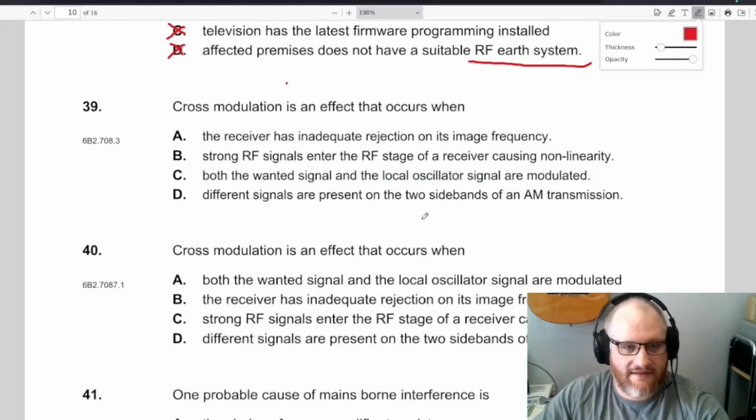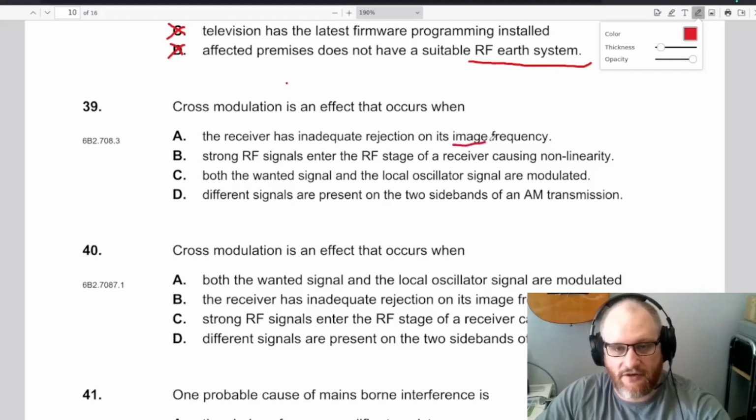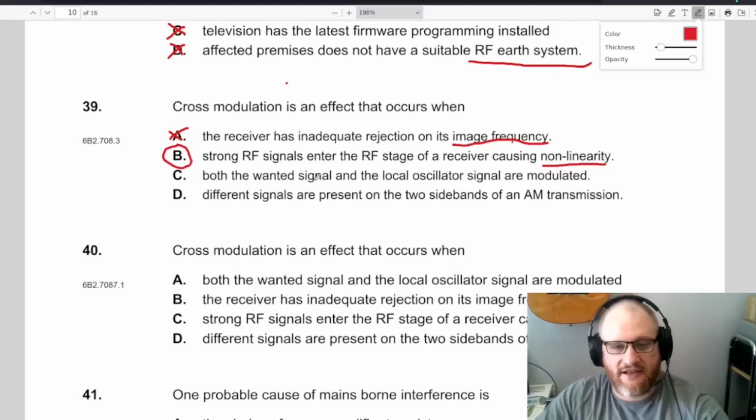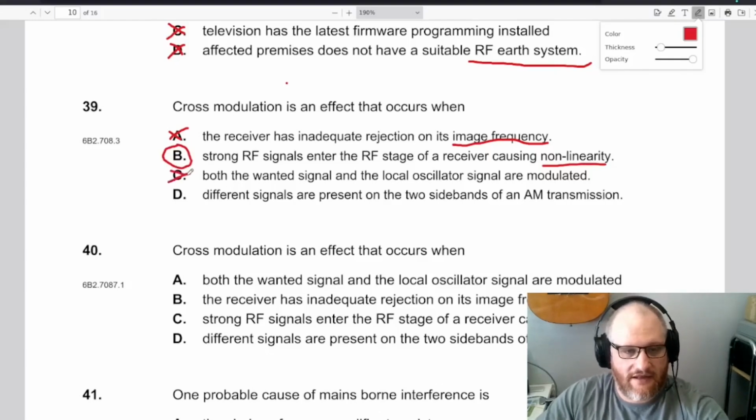So if we head back to the answers, let's take a look. Is it because the receiver has inadequate rejection on its image frequency? Well, it kind of is the result of inadequate rejection, but it's nothing to do with the image frequency. That's something else entirely, so we can scrub that out. Option B, strong RF signals enter the RF stage of a receiver causing non-linearity, is pretty much exactly what we've described for both cross-modulation and overloading. C, both the wanted signal and the local oscillator signal are modulated? No, that's not what we described. Or D, different signals are present on the two sidebands of an AM transmission? No, this isn't something that's limited just to AM transmissions.